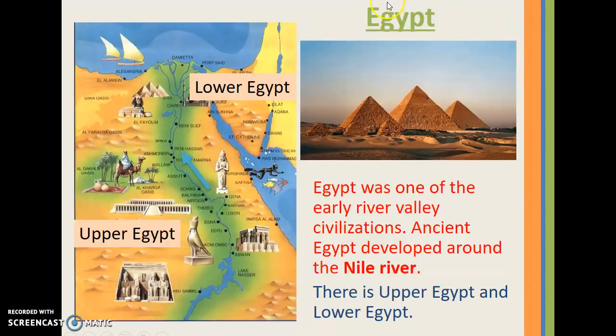Now, you might be confused because the Lower Egypt is to the north and Upper Egypt is to the south. The reason for that is because the Nile River actually starts right here and it travels north. And it ends here at the delta where it dumps into the Mediterranean Sea. So even though you would think that this is the upper, it is the lower because it's actually the southern part of this river.